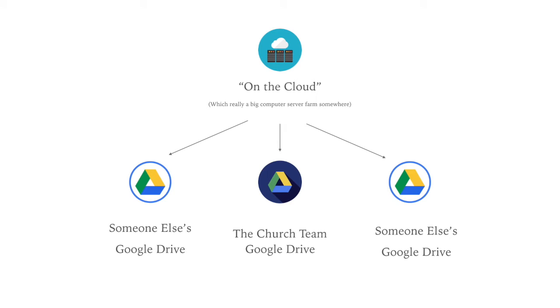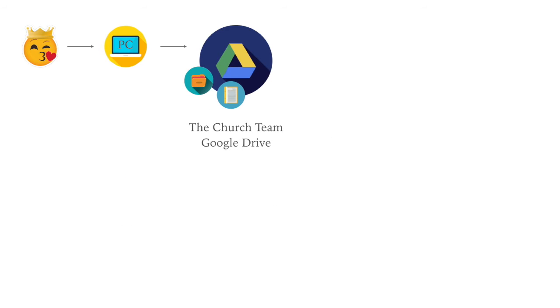They can include storing the church team Google Drive for the adult RE committee. They could store somebody else's Google Drive for some other church committee somewhere else, but we're only interested in our own church committee drive. Now let's look at the difference.